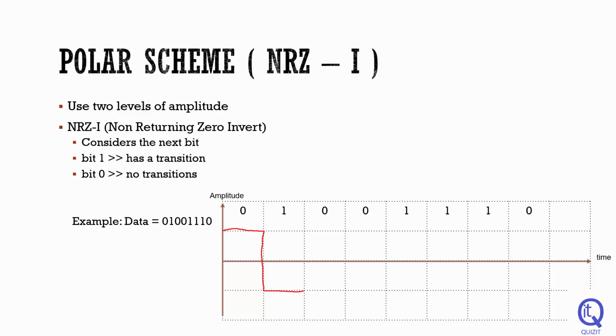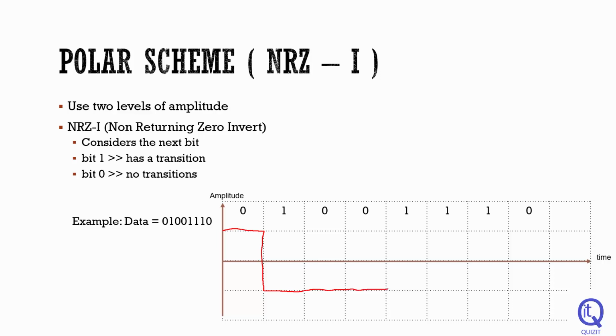And now I have bit 0. In NRZ-I, when we meet bit 0, we do not have a transition. It means I'm going to continue my line like this. And another 0, that means continue the line.